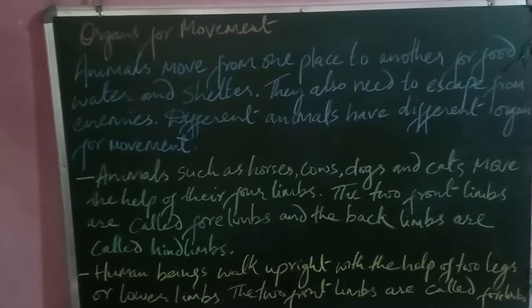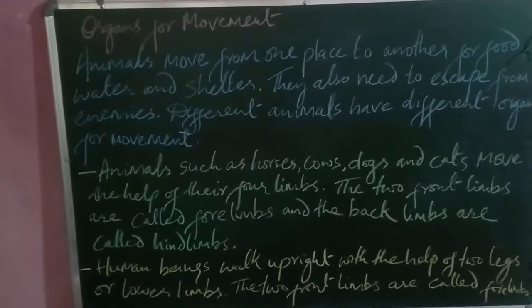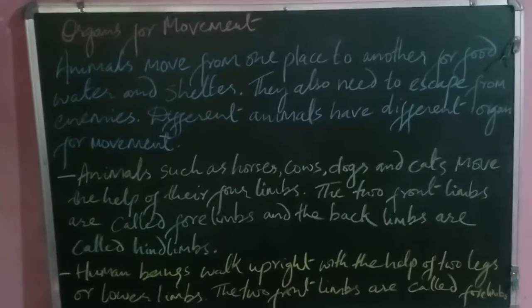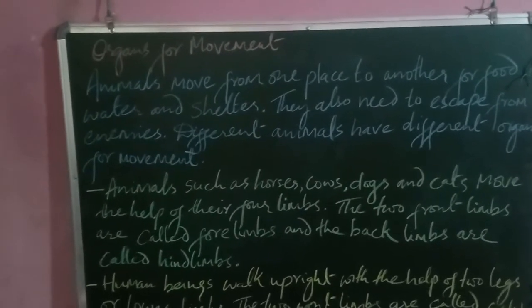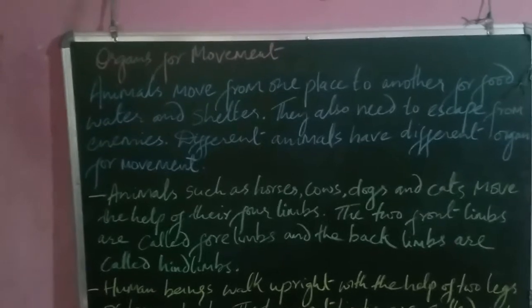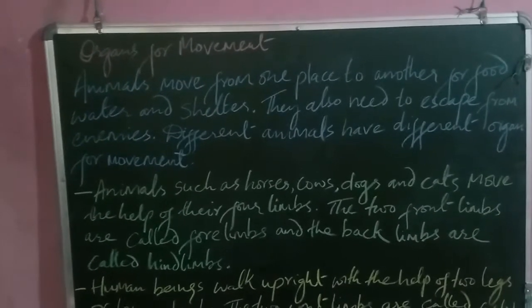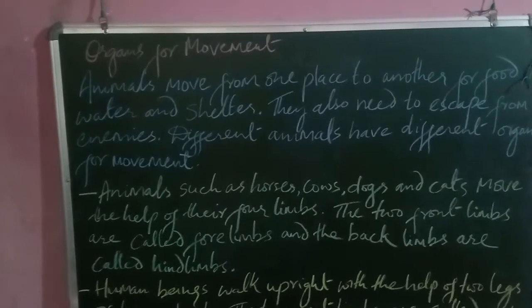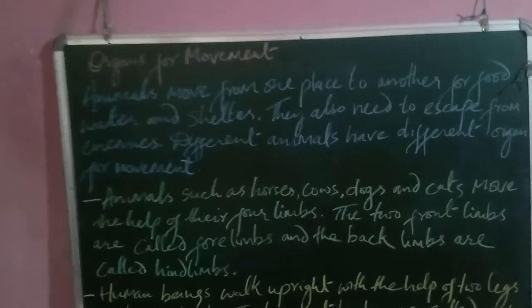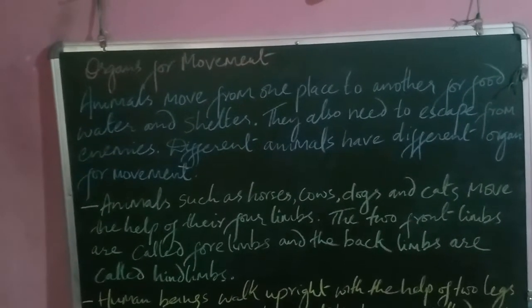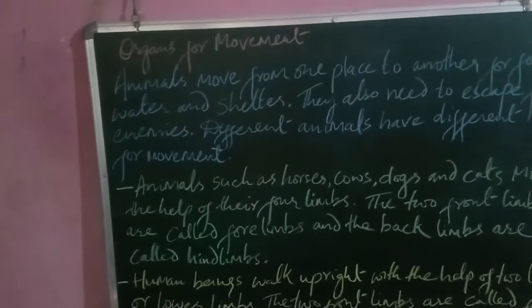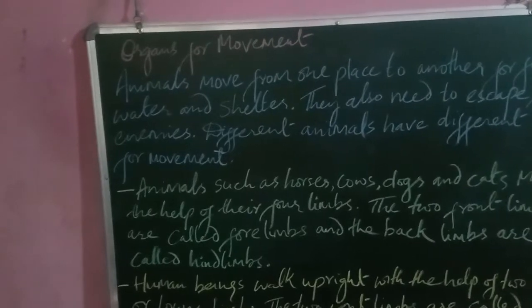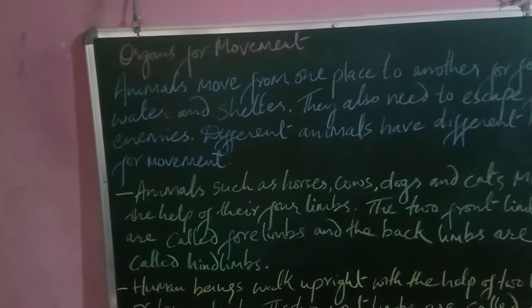So animals move from one place to another for food, water, and shelter. These are the three main necessities for every living thing on earth. They also need to escape from enemies. Different animals have different organs for movement. So for the first example, animals such as horses, cows, dogs, and cats move with the help of their forelimbs.